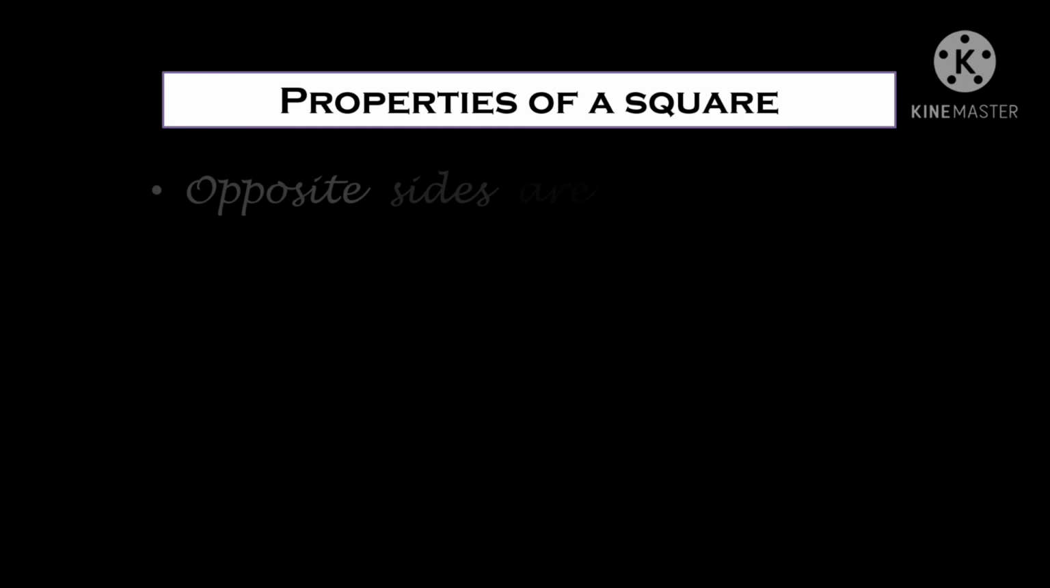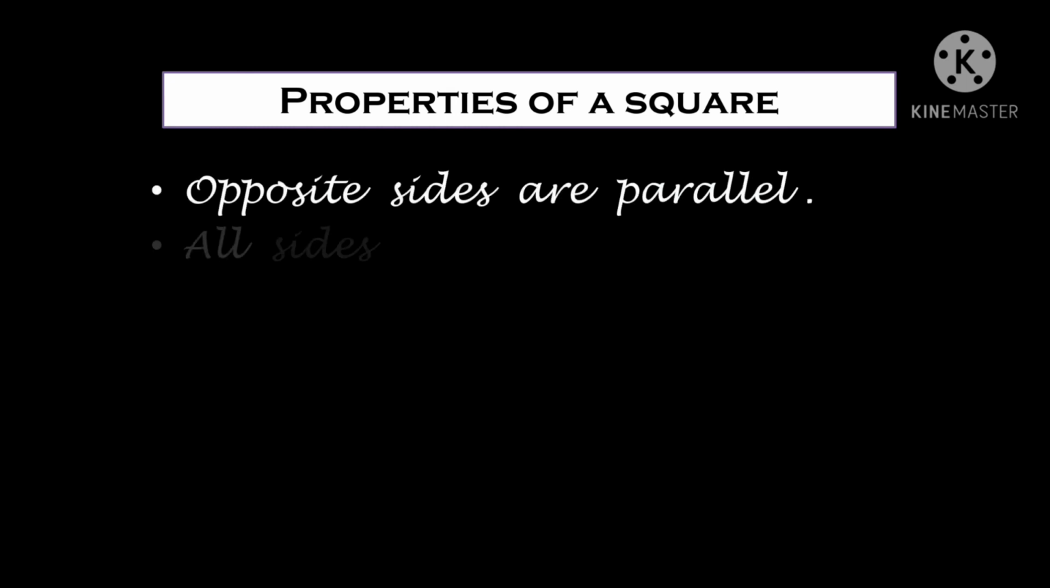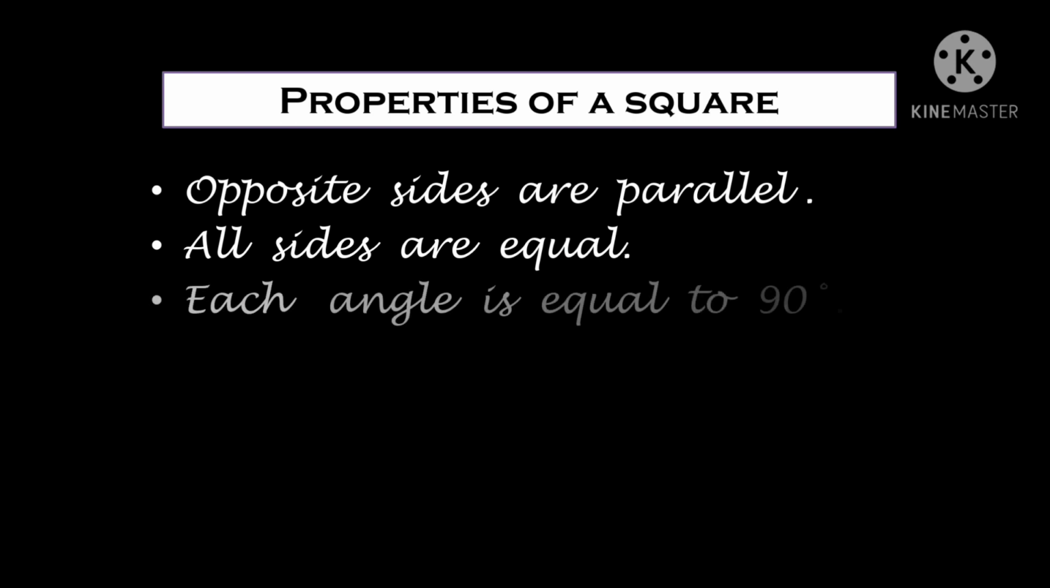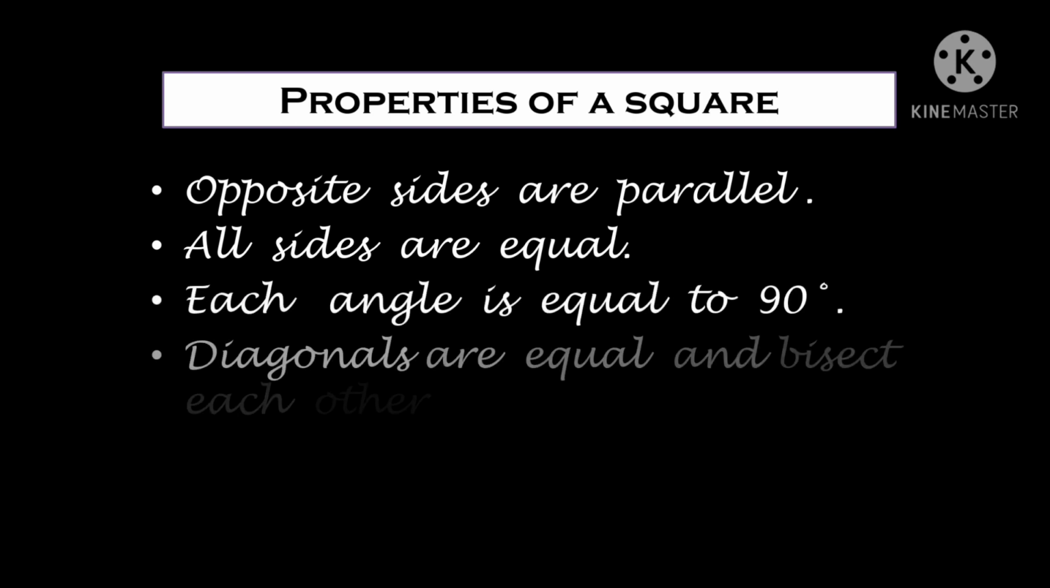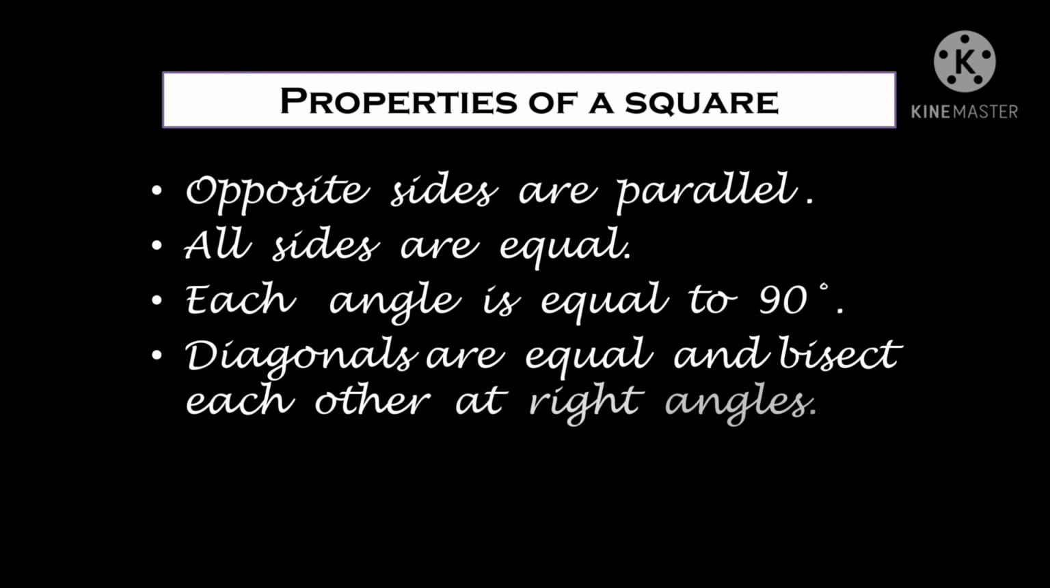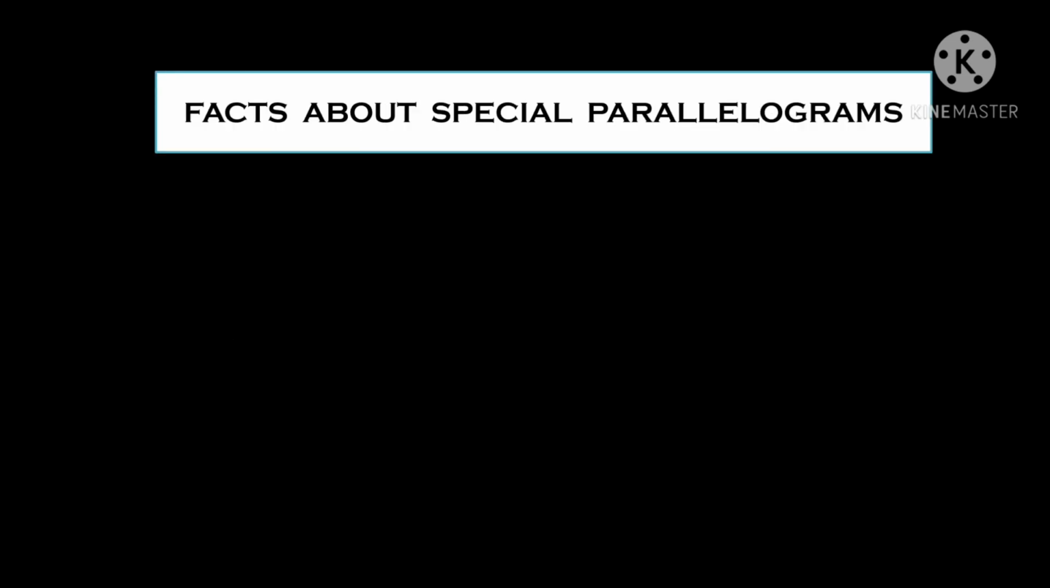So the special properties are: opposite sides are parallel, all sides are equal, each angle is equal to 90 degrees, diagonals are equal and bisect each other at right angles. So these are the special properties of a square. A square takes some properties from a rectangle and some properties from a rhombus. Let's see some facts about these special parallelograms.